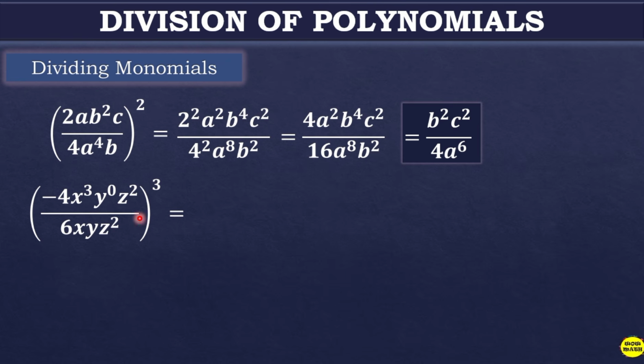Next, I have negative 4x raised to 3, y raised to 0, z squared, over 6xy, z squared raised to 3. So, ganun ulit.